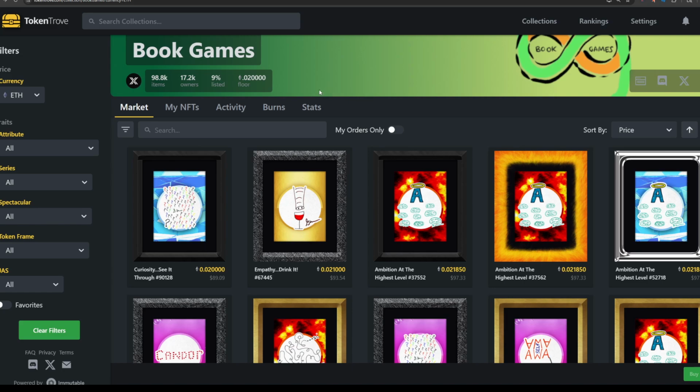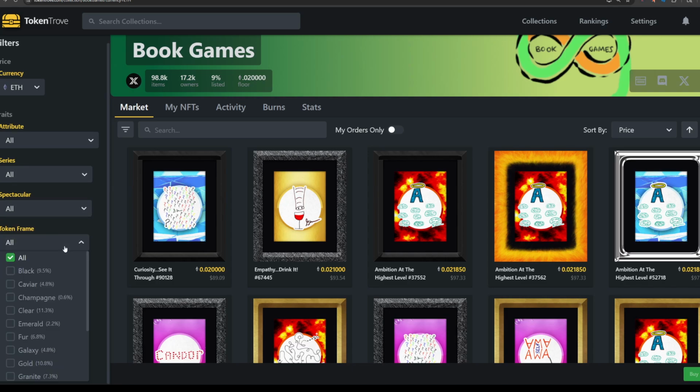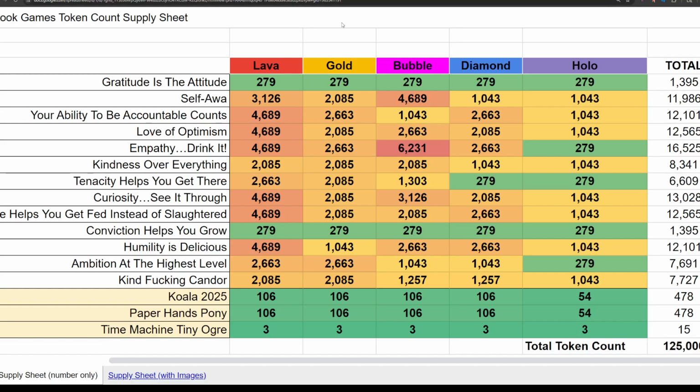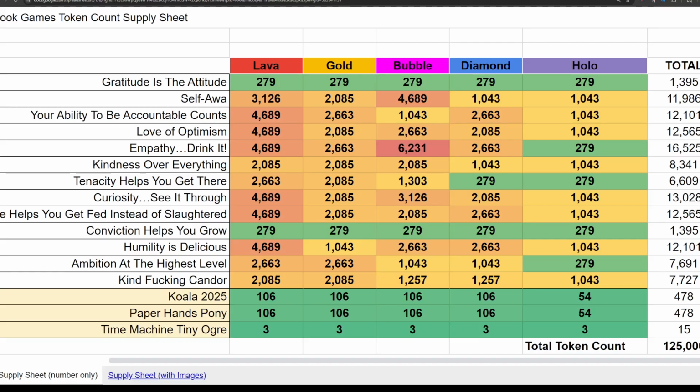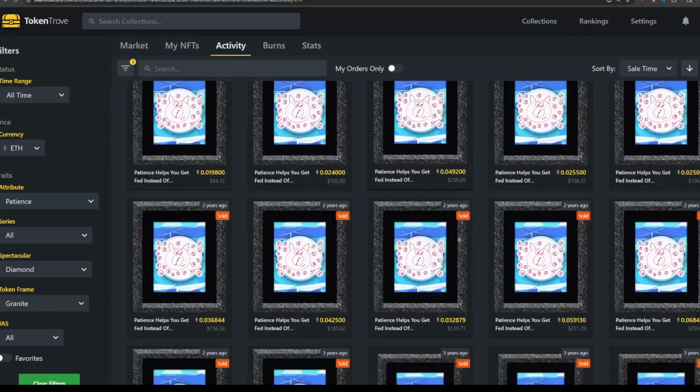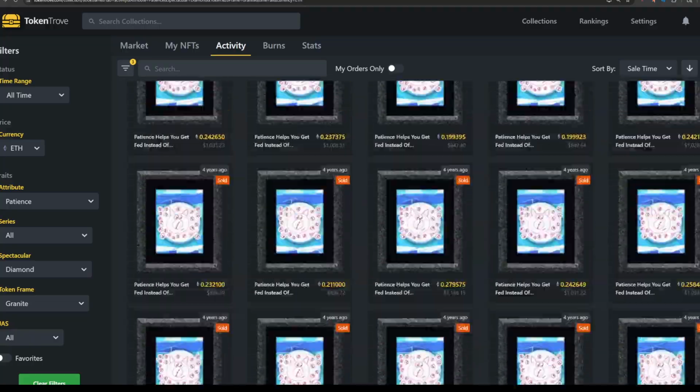If you're here this far into this course, you should know how to use the attributes tab on Token Trove, how to use the spectacular tab, and how to use the token frames. You should also have burned at least 20% of this chart into your psyche. Okay. So this is the BookGames token count supply sheet. We're going to keep going back to this over and over, cross-referencing the token count supply sheet with the BookGames frame rarity so that we can check what type of market value is being appraised for any given token.